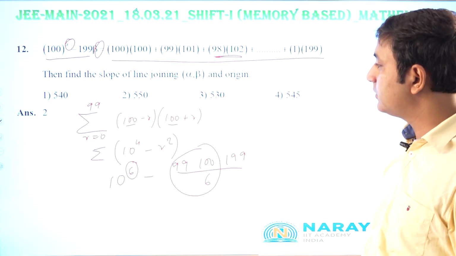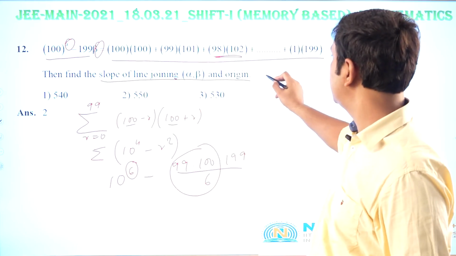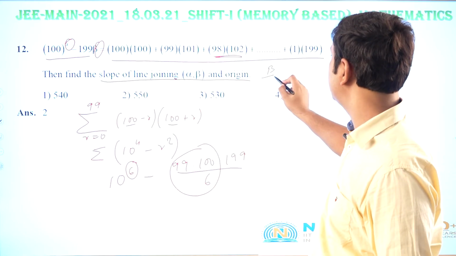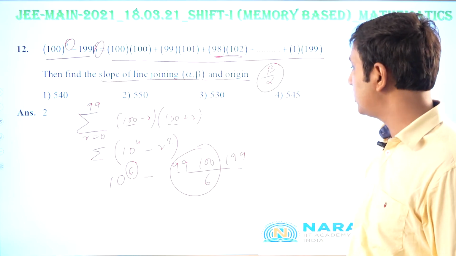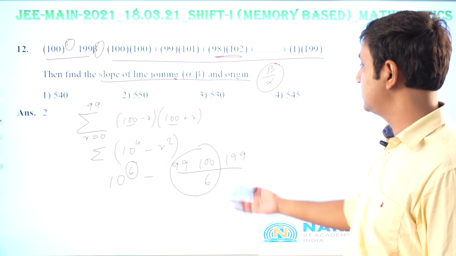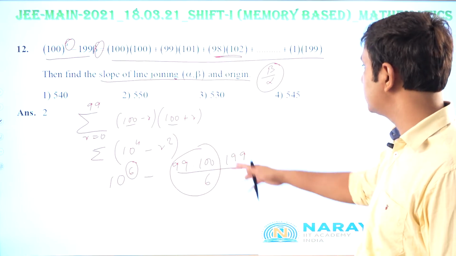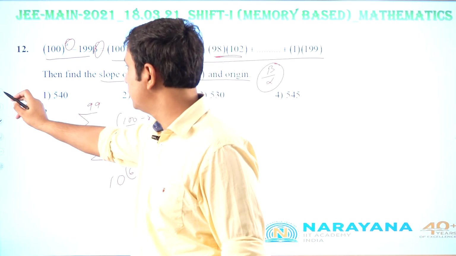We can very easily identify both numbers, and the slope of the line joining beta and origin is simply beta upon alpha. We have to report beta upon alpha, which means 9900 upon 6 upon 6. We can do that, and we'll mark according to the question, and then we'll move on to the next question.